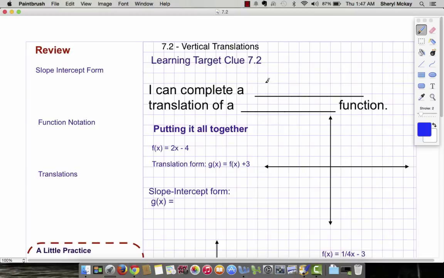Let's start by writing our learning target. I can complete a vertical translation of a linear function. And as I mentioned in the previous video, Case 7 is all about shifting our thinking.